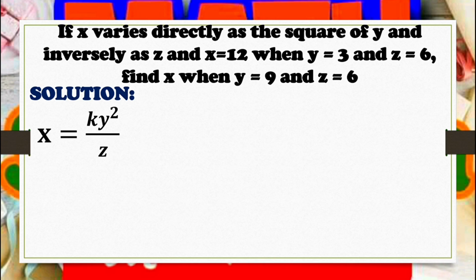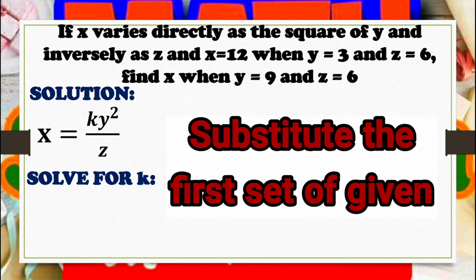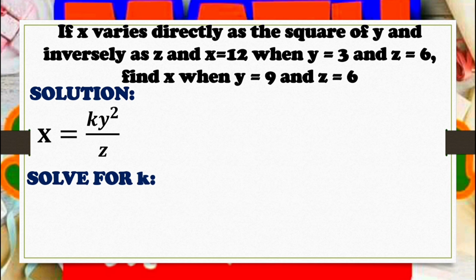Here, we noticed our y is raised to exponent 2. It is because our statement says square of y. So we need to be particular with the exponent that is written in our equation. Then, we will solve for k. In solving for k, we will simply substitute the first set of given. I am referring to the value of our x, which is equal to 12, y, which is equal to 3, and z, which is equal to 6. So we will simply substitute these values in our equation.